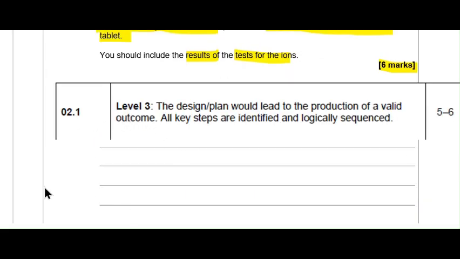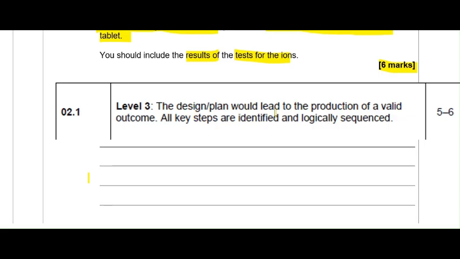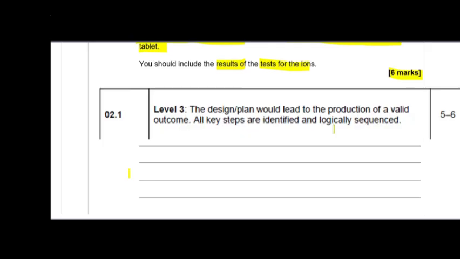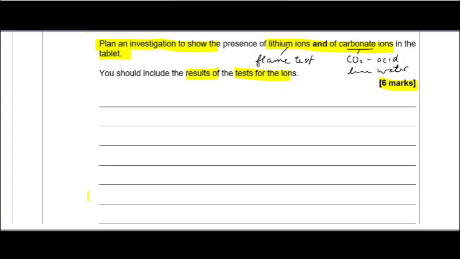And it's also a levelled question. So let's have a look at the level descriptor. To get level 3, which you need to do for 5 to 6 marks, the design or plan would lead to the production of a valid outcome. All key steps identified and logically sequenced. So let's crack on. Now, to test for lithium ions, you would need to do what we call a flame test. You'll remember these and probably done them in class. And also for carbonate, it's a bit more tricky, but you have to add some acid, some hydrochloric acid, to get carbon dioxide, which you then test with lime water.